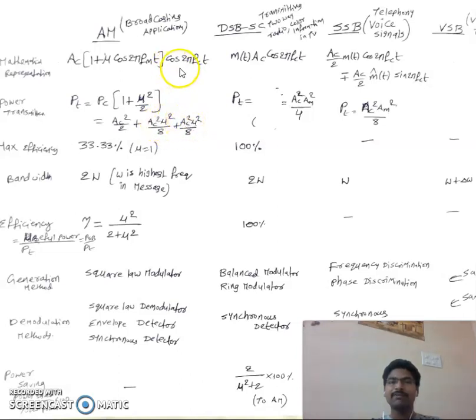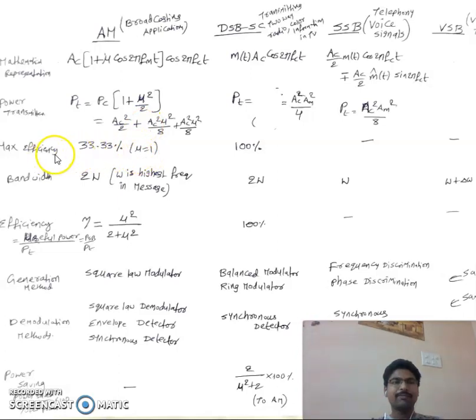Why? Because there is an FC plus FM term for this one, and for the FC minus FM term the amplitude is AC mu by 2. (AC mu by 2 root 2) whole square by R. So we can get AC square mu square by 8. Here R is one resistor value we have taken. So the total power is the sum of the carrier power, upper sideband power and lower sideband power. So this is the power calculation.